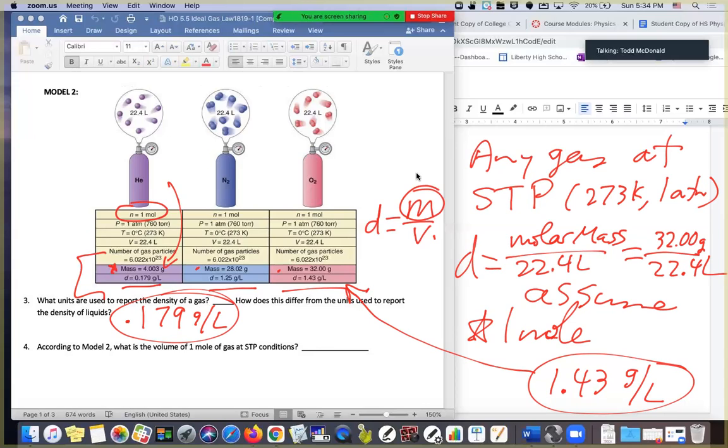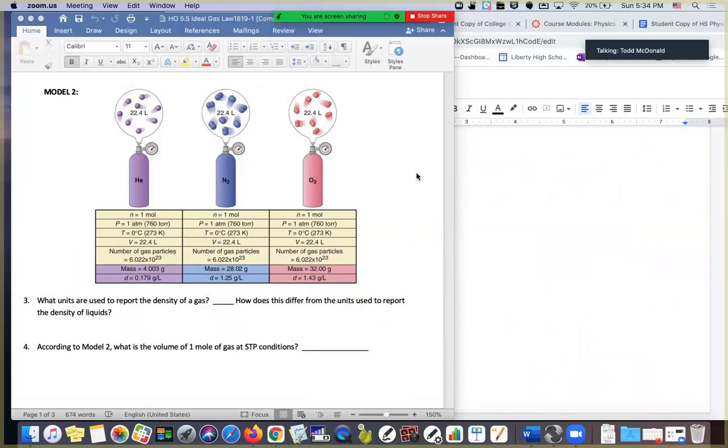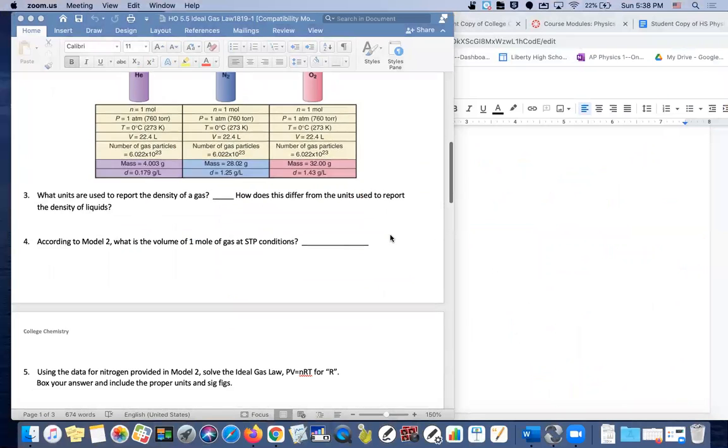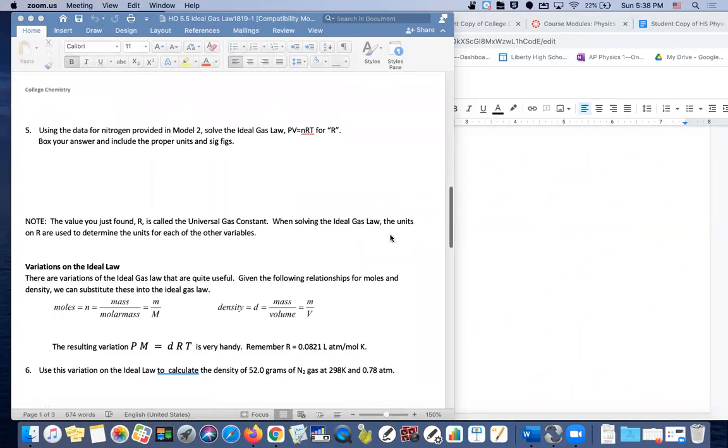and there you go. Now, if the conditions are different, they're not at STP, it's going to be a little more complicated. I'll show you that here in a couple minutes, but I wanted you to see how we calculate the density of a gas at STP. All right, moving on a little bit further down the handout.